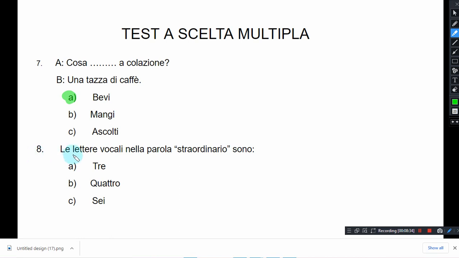Question number 8. Le lettere vocali nella parola straordinario sono. Here we have this word, straordinario, and it has vowels and consonants, obviously. So we should count the number of vowels that exist in this word, which are 1, 2, 3, 4, 5, 6. Tre would be 3, quattro would be 4, sei is 6. So we choose this one. Okay, so let's continue.